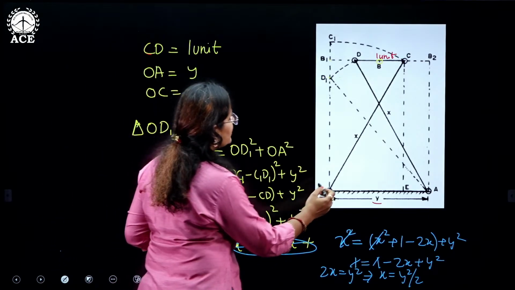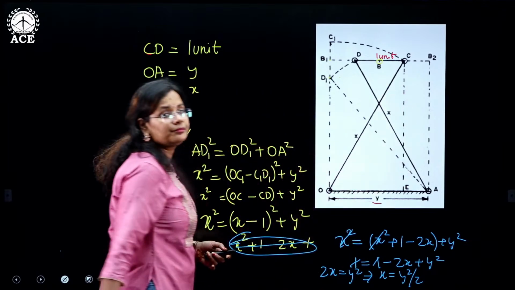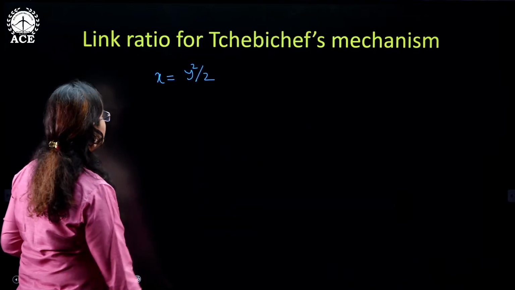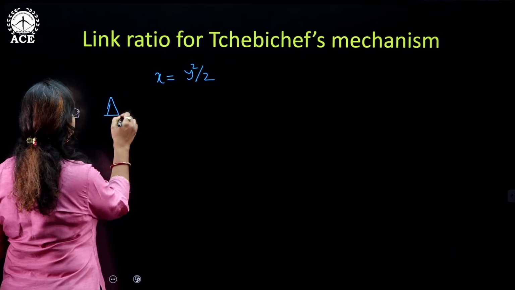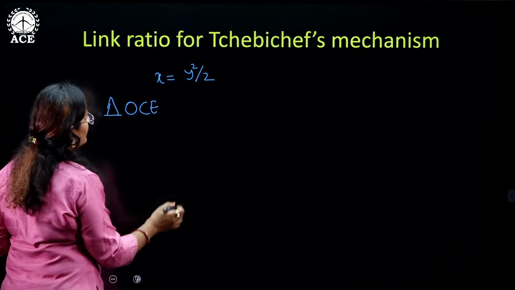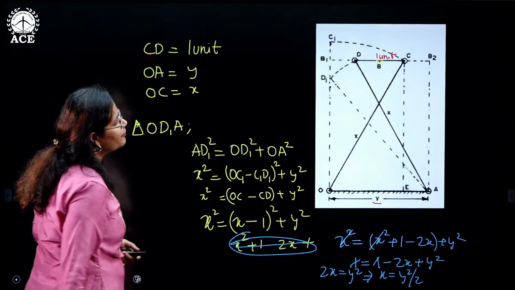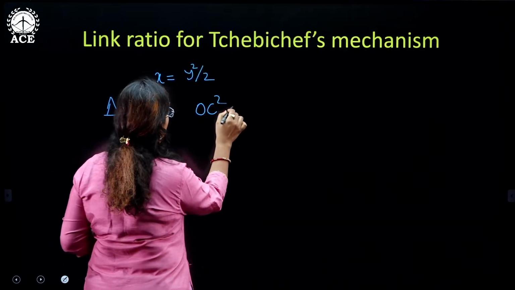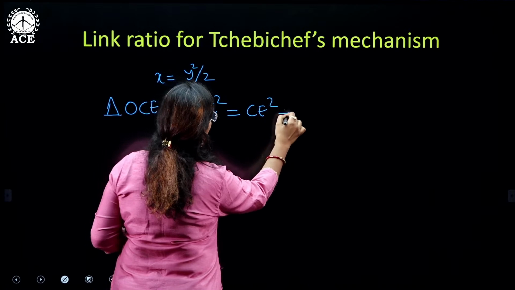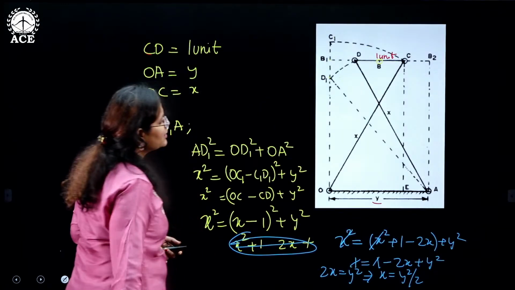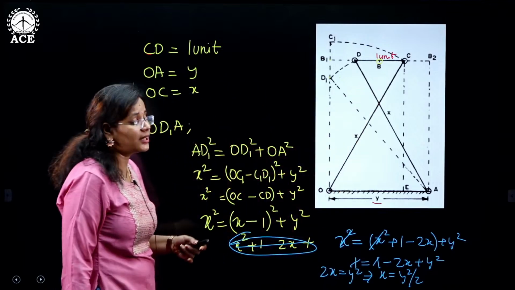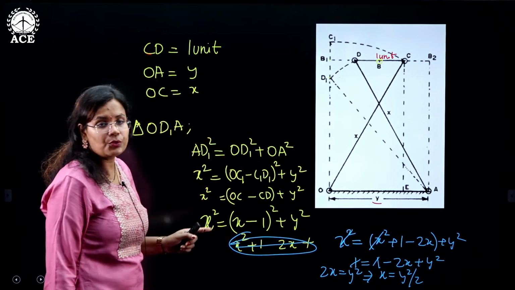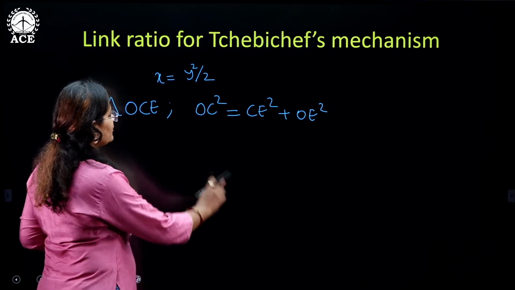Then, next I will take the triangle OCE. Now from the triangle OCE, if I consider again the Pythagoras theorem, OC square is equal to CE square plus OE square. See, the Pythagoras theorem says that the hypotenuse square is equal to the adjacent side square plus the opposite side square. So OC square is equal to OE square plus CE square. That's what we have written.